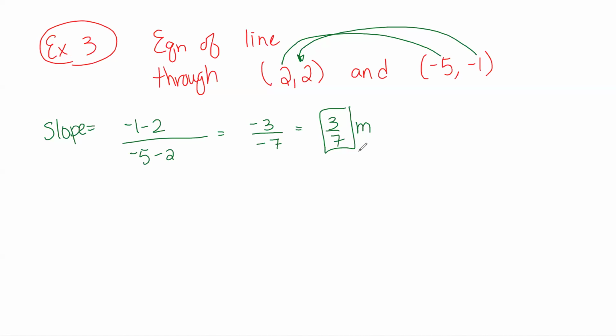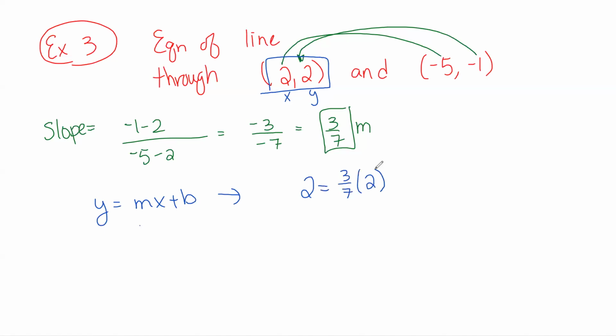If the question was find slope, we would be done. But the question is find the line. I'm just going to do my preferred method now of using the slope-intercept form. And you want to pick the easier point. I'm going to pick (2, 2). Again, when I can avoid negatives, I will. So we have, this is x, this is y. So 2 equals m, so 3/7 times 2 plus b.